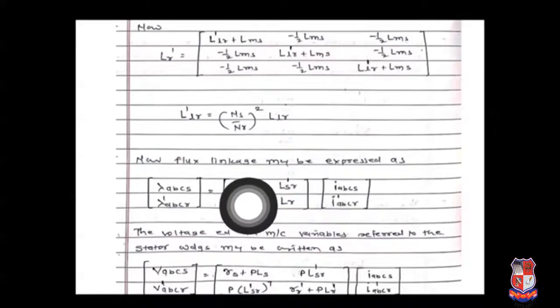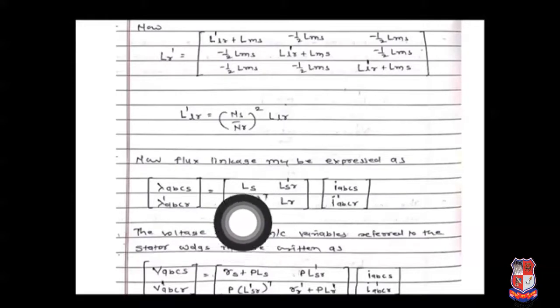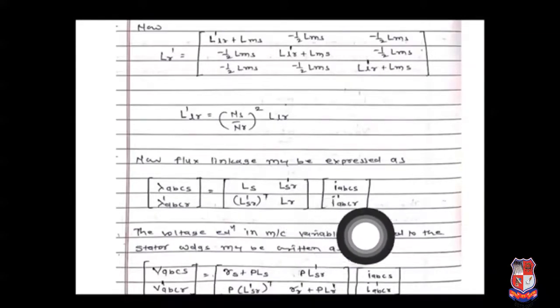So now flux linkage equation may be expressed as lambda ABCS, and where lambda ABCR is replaced by lambda dash ABCR. Same thing, LS, diagonal elements are LS and LR dash, self inductances. Now mutual inductances are replaced by the dash, and it is multiplied by IABCS and IABCR dash.